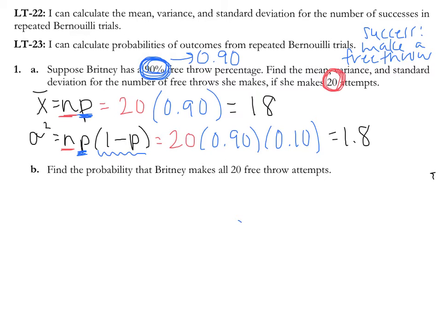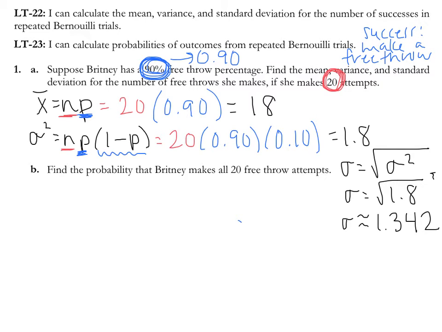So finally, we want to find the standard deviation. Now, to find the standard deviation, we know that the standard deviation is always the square root of the variance. So the standard deviation will be the square root of 1.8, which is about 1.342-ish.